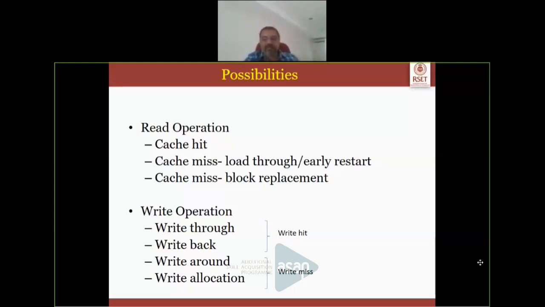Okay. So let's move on to the next slide. Before that, summarizing this: cache hit and cache miss are there for read operation. Write hit and write miss are there for write operation. In write operation, write through and write back are there for write hit. For write miss, write around and write allocation are there. Hope it's clear.